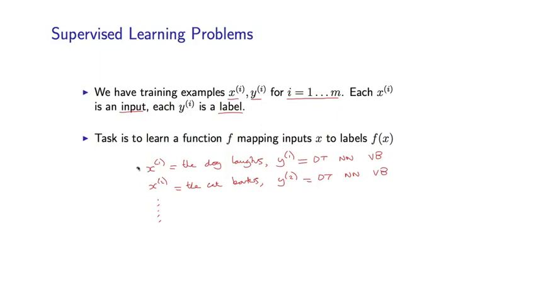So in the part of speech tagging case, each training example consists of a sentence as the what's called the input, and an entire tag sequence as the associated label. And we might have a few hundred or a few thousand or maybe even a few tens of thousands of examples like this. So given these training examples in supervised learning problems, the task is to learn a function f that maps inputs x to labels f of x. So we want to, for example, in part of speech tagging again, learn a function that takes a sentence as input and maps it to a part of speech tag sequence as the output.